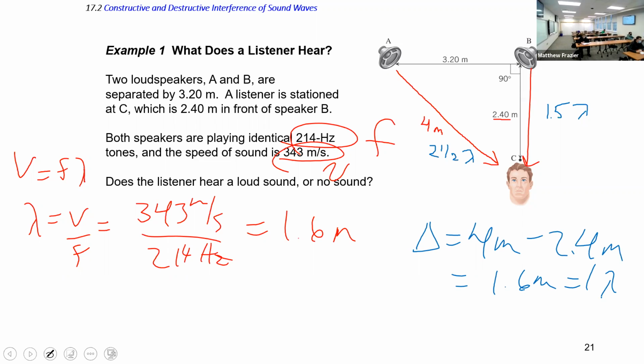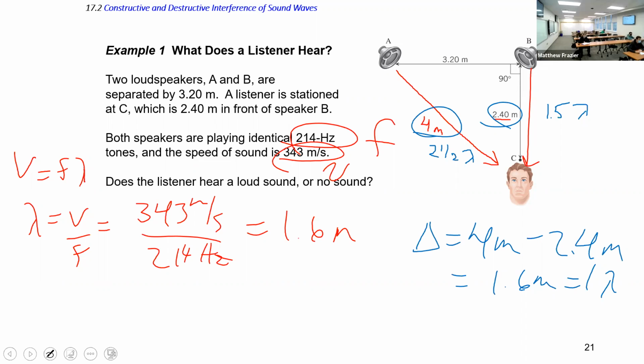So I'm going to pause there. Does everyone follow what I did? I had to find the wavelength in the problem, and I had to find the 2 paths, the 4 meters and the 2.4 meters, and then the path difference, which is 1.6 meters. And then I compared the wavelength to that path difference. And if it's an integer multiple, it's loud. If there's an extra half wavelength, then it's quiet. So any questions thus far? Does that make sense? Good.